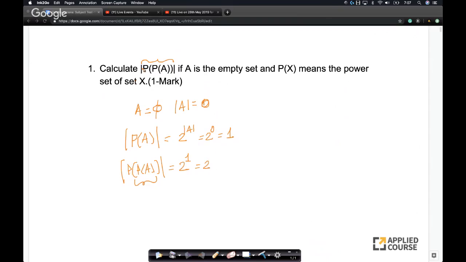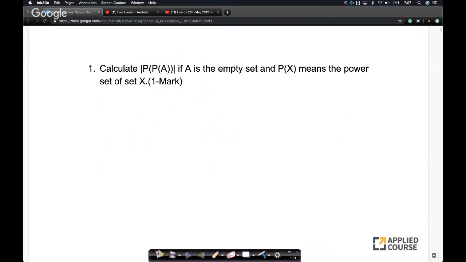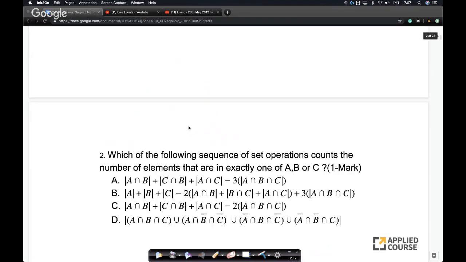So the size of the power set of A is equal to 2 to the power of the size of A. Again, a very, very simple concept, and typically these are your 1 mark questions. You can solve this in like 20-30 seconds. Extremely simple problem, so let's go to the next one.